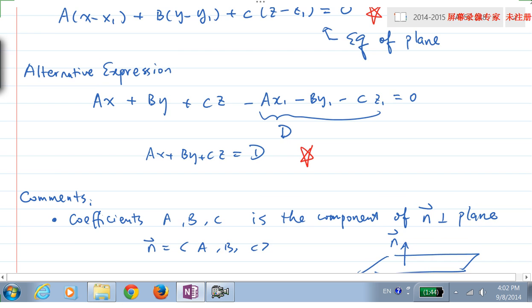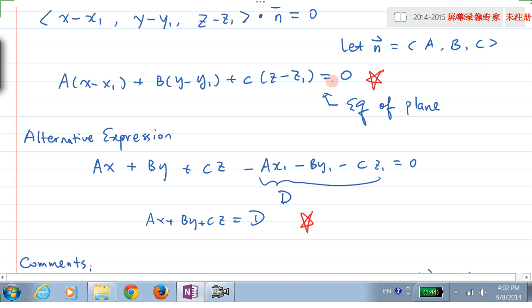And if you are given a plane equation in this format, then you should know the geometrical meaning. What does x1, or what does this number here, represent?